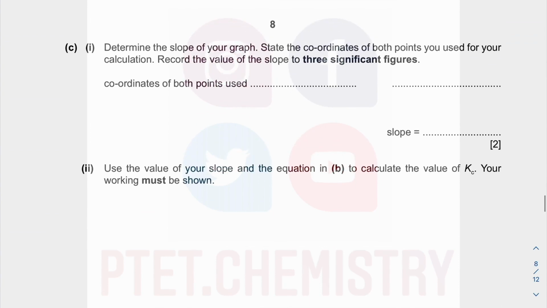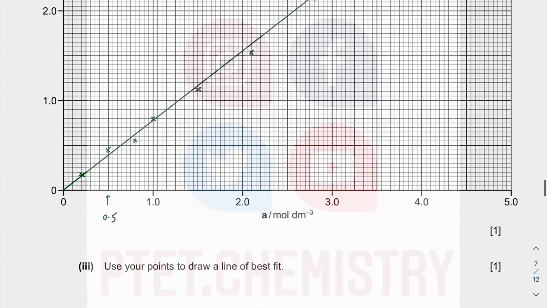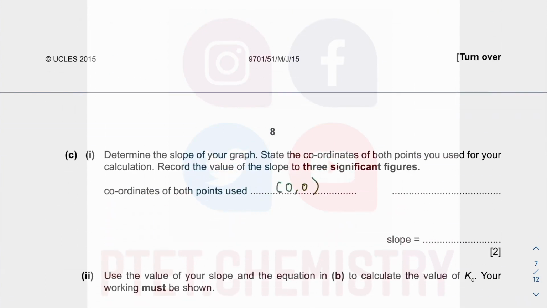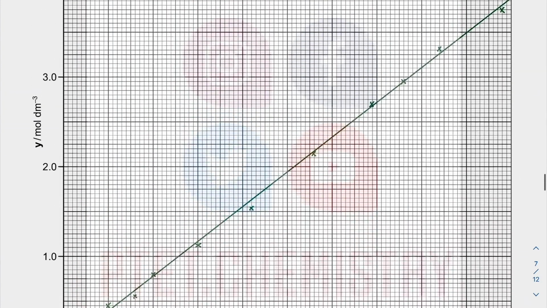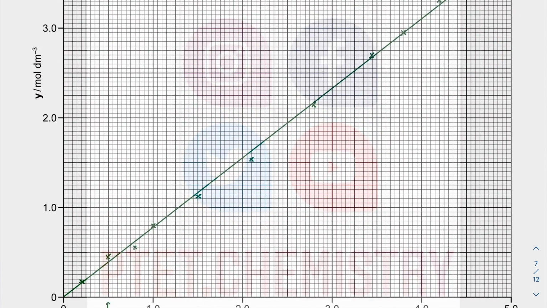Determine the slope of your gradient. If we go back to our graph, it's not necessarily a point from the table, but a point where the line passes through. Our line passes through 0, 0, so that can be my one coordinate. And for the second point, I'll go for something easy. Where is an easy one? That seems to be easy, so that is at 2.0.